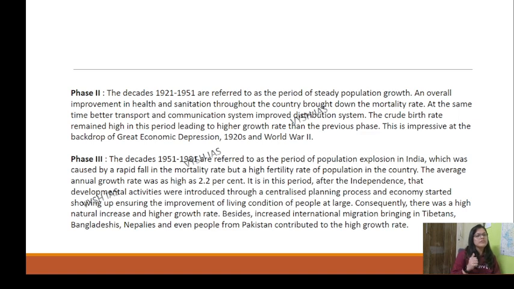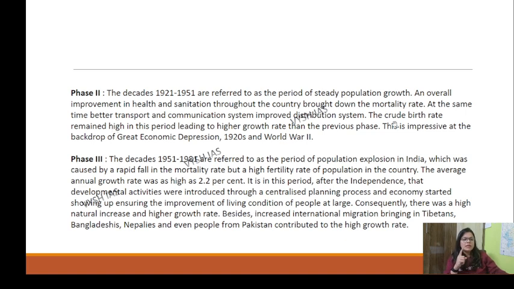The first phase was stagnant. The second was steady population growth. Why was the first phase stagnant? Because of poor health, sanitation and all those things. The second was an improvement in these. What was the hurdle in the first one, and the improvement in the second one? Then comes the third.